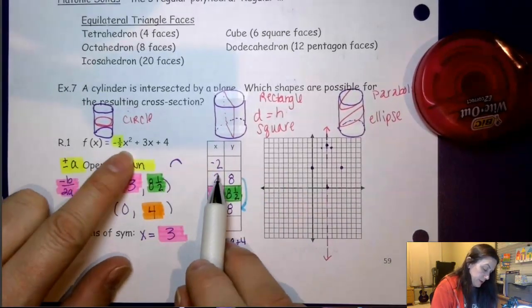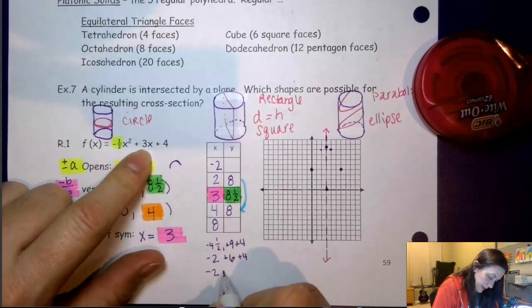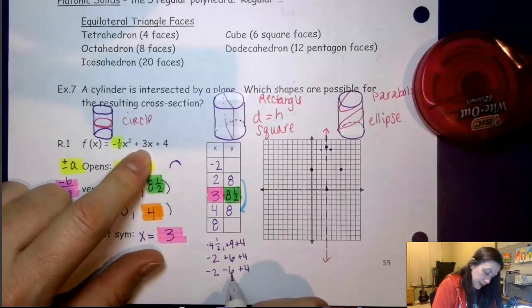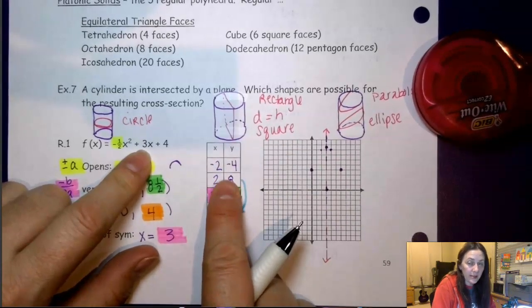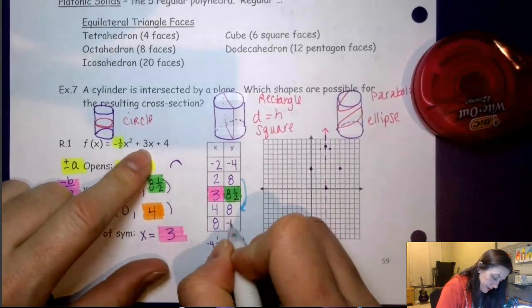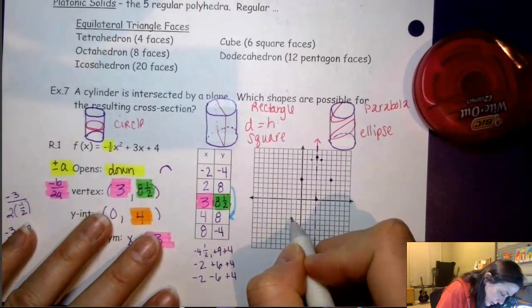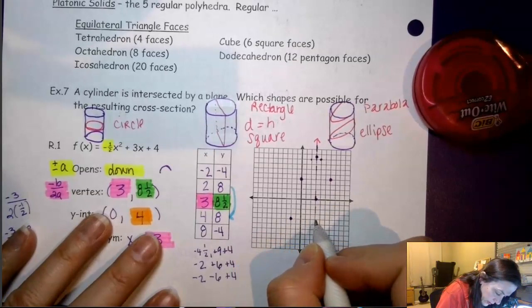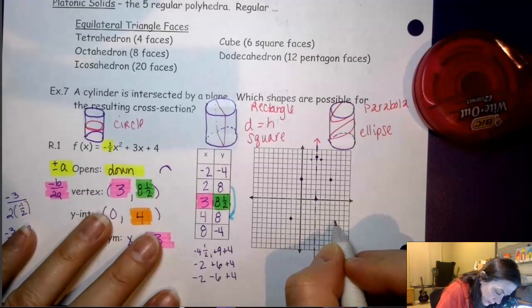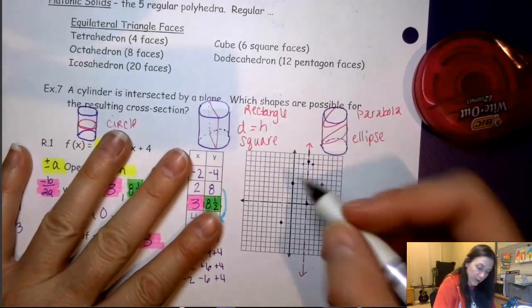Okay, let's say we do negative 2 squared is 4. I'm going to get negative 2 again. 3 times negative 2 will be negative 6, plus 4, I get negative 8, plus 4, I get negative 4. And again, if I know that's negative 4, I know this down here is negative 4, so I don't even have to do the work. Negative 2, down 1, 2, 3, 4. And I know it's symmetrical, so 1, 2, 3, 4, 5 on the other side. And here we go. I have a beautiful parabola.